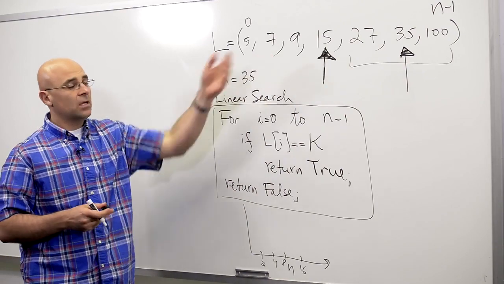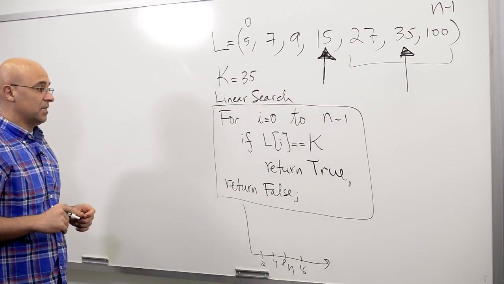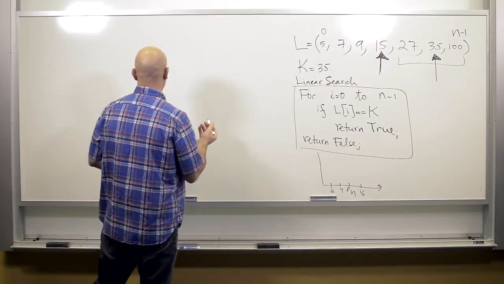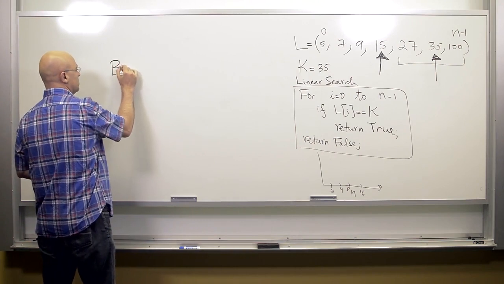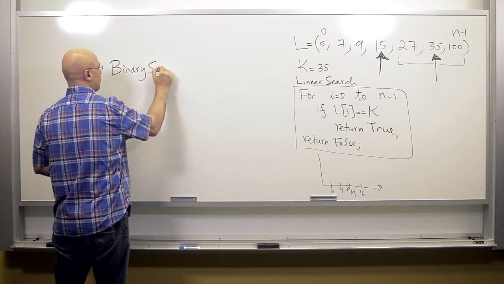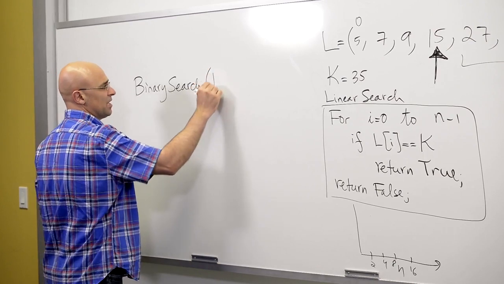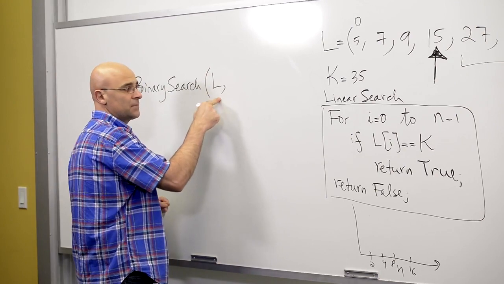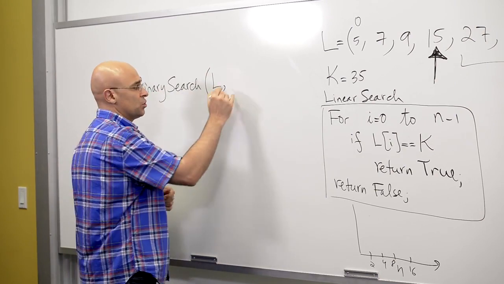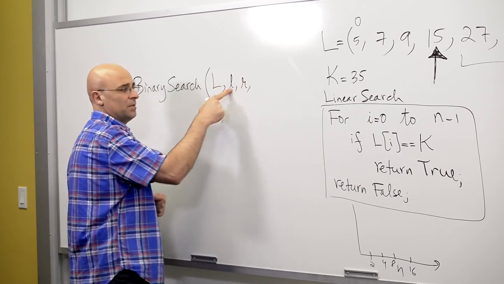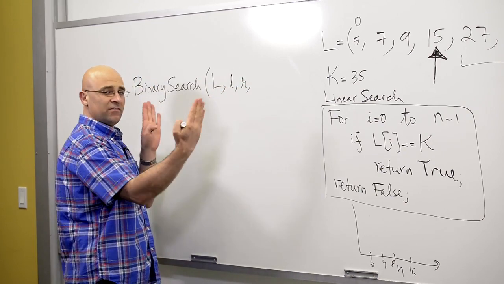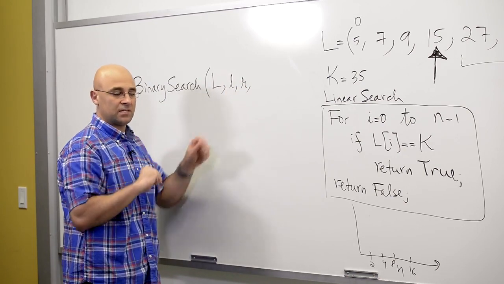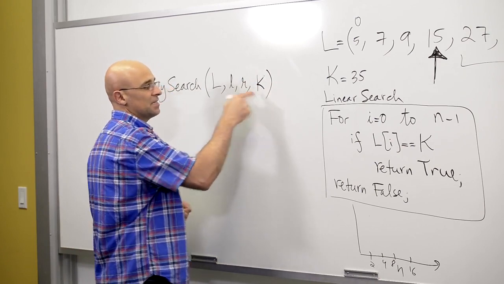How would I do binary search, or how would I implement this? Again, using this kind of coding style, I will define the function binary search. That's going to take as input this list or array L that's sorted in ascending order. It's going to take, in addition, two indices that I'm going to call L and R for left and right, which are giving me the boundaries. So when I call the function in the beginning, they are going to be 0 and n minus 1 if the list has n elements. And I have that element k that I'm looking for.